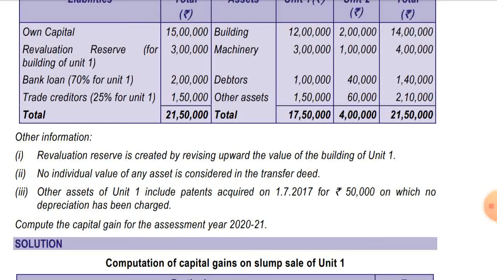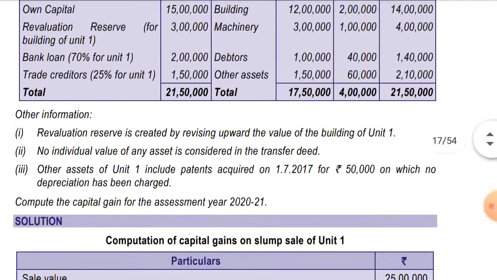Other assets of unit 1 include a patent acquired on 1st July 2017 for 50,000, on which no depreciation has been charged. As we all know, on a patent, depreciation at the rate of 25% is charged. So they have not charged any depreciation. We'll charge the depreciation, put the value of the asset in the net worth, and compute the capital gain accordingly. Compute the capital gain for the assessment year 2021.